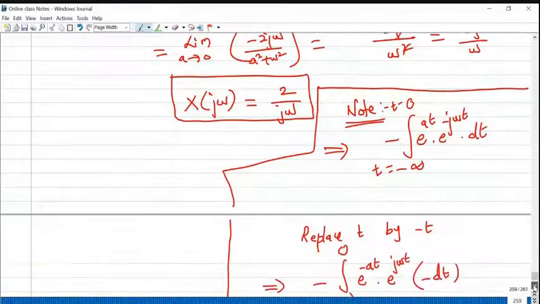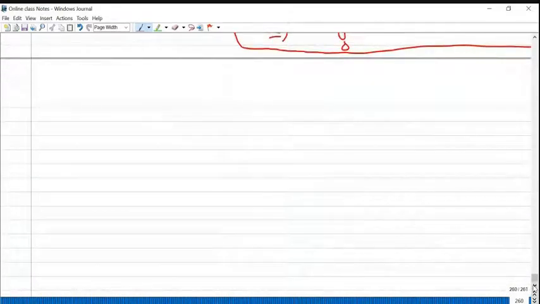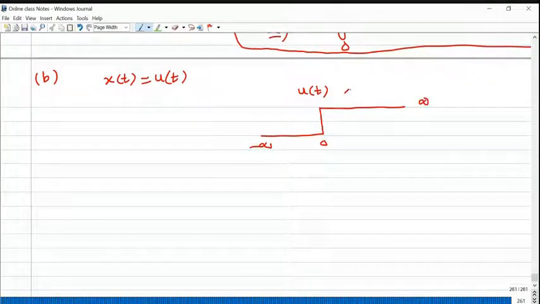Next, how to solve Fourier transform for u of t. Next, subdivision B in the same problem. X of t equal to u of t. Find the Fourier transform. Okay. What is the sketch for u of t first? Minus infinite to 0, it is 0. 0 to infinite, the magnitude is 1.